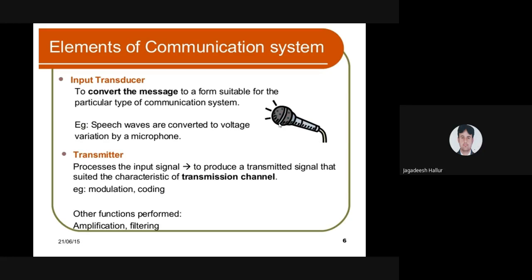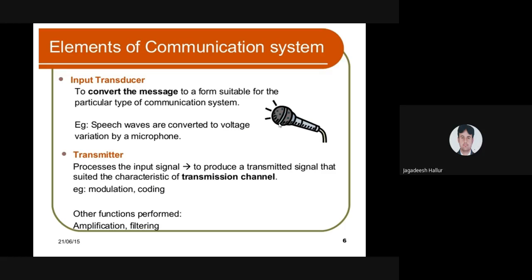Sorry. The speech waves are converted to a voltage variation by a microphone. Whatever is being spoken is converted into voltage by your microphone. That is hearing. Wherever you are sitting, you can hear the particular voice that is speaking from the other side. That is the input transducer.